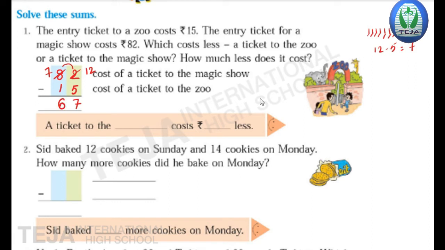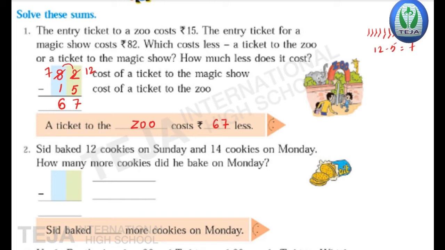Okay, children. So how much less is it? What is the difference between the ticket amounts, children? 82 and 15 is 67. So the cost of the ticket of the zoo is less than the magic show by 67 rupees. So a ticket to the dash costs dash rupees less. So which ticket is less here? Zoo is less. A ticket to the zoo costs 67 rupees less than the magic show. Okay.